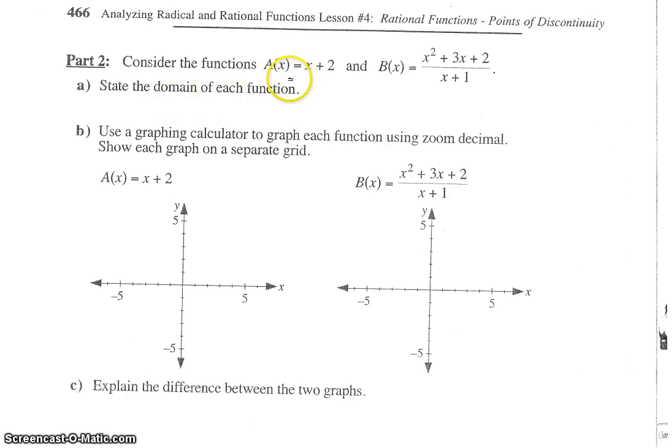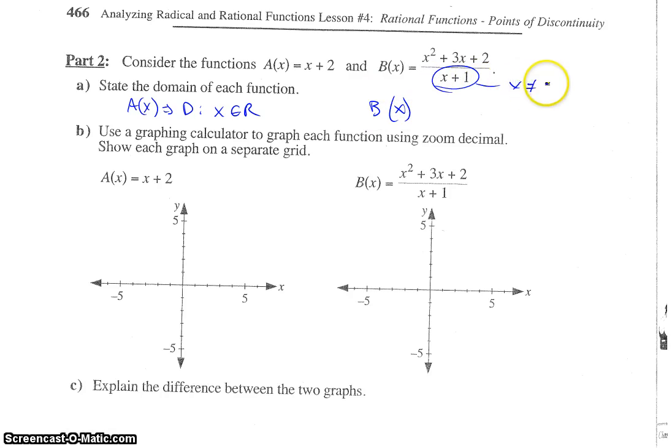So stating the domain, since this is a linear function, the domain for a of x would simply be x is an element of the reals. However, for the b of x function, because we have a denominator with x in it, where x can't equal -1, our domain for this one would be that x can't equal -1, but it could be anything else. So x is an element of the reals.